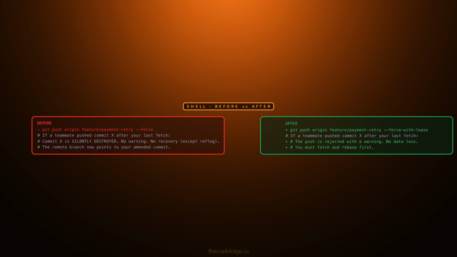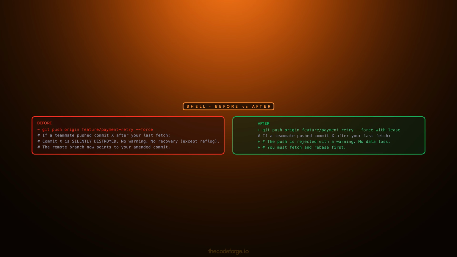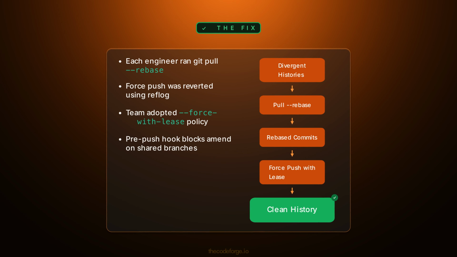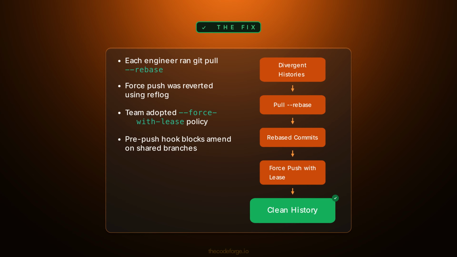The root cause was using force instead of force-with-lease, which allowed overwriting remote history without checking for upstream changes, destroying teammates' commits. The fix required each engineer to run git pull --rebase to reconcile their local history. The team then reverted the force push using reflog and established a policy. Always use force-with-lease and never amend a commit that has been pushed to a shared branch. They also added a pre-push hook to detect SHA changes and block amends on shared branches.